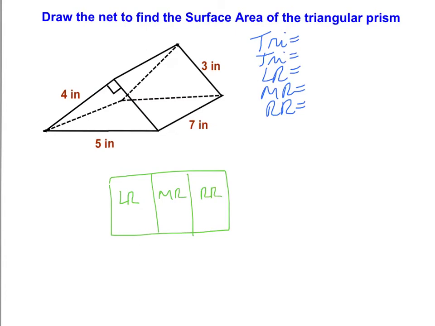I always start with the middle one. It's a 5 by 7. But again, does the 5 go here or the 7? We have to look at what connects the 2 rectangles. Because the 2 triangles, when I put the 2 triangles down, they have to be opposite. So if I put one triangle here, the other one has to go here. If I put it here, it has to go here. If I put it here, it has to go here.